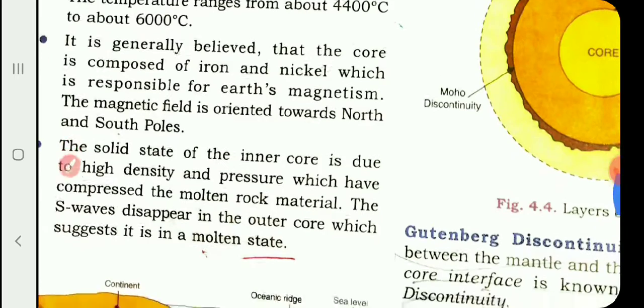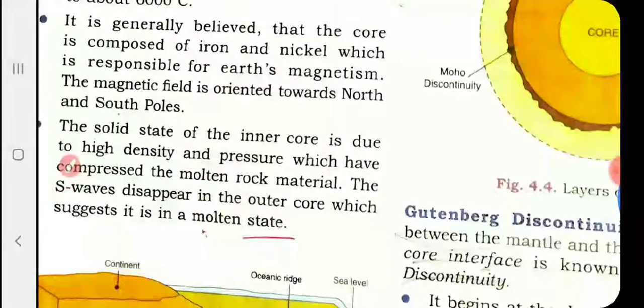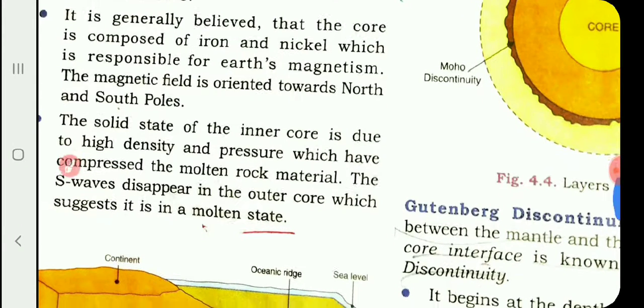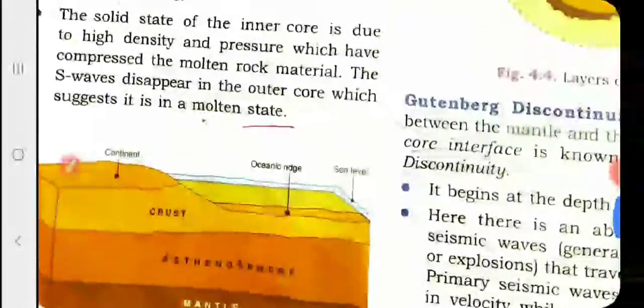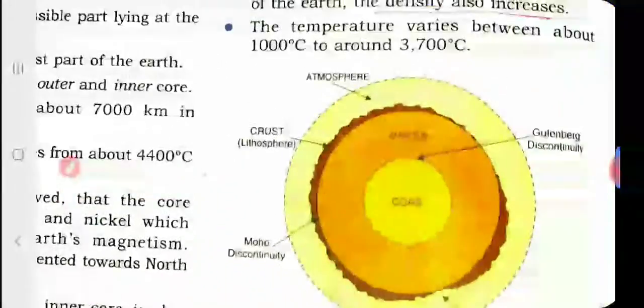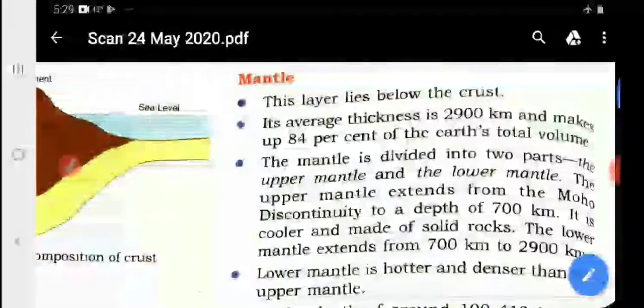Because of its high density, and since it is made up of iron and nickel, the inner core is in solid form. The solid state of the inner core is due to high density and pressure, which have compressed the molten rock material. The earthquake waves, S-waves, disappear in the outer core. We suggest it is in a molten state. Outer core is in a molten state. You can now go through the diagrams that are given.